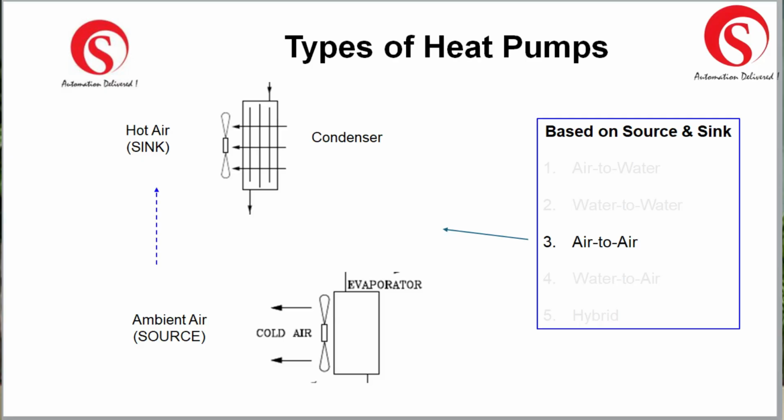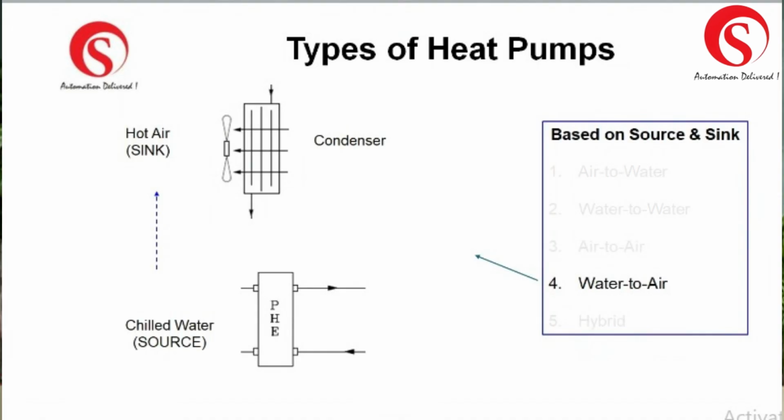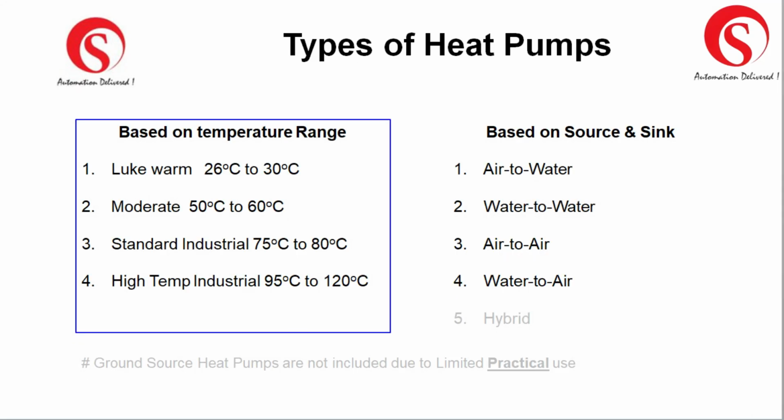Now here instead of hot water we require hot air. So how do we generate hot air? Same thing. From source you are transferring heat to the sink. So either from ambient air we can transfer it to the hot air, or from water we can transfer to air. So it is called air to air heat pump or water to air heat pump. So we discussed air to water, water to water, air to air, water to air, 4 types. The fifth one I call hybrid.